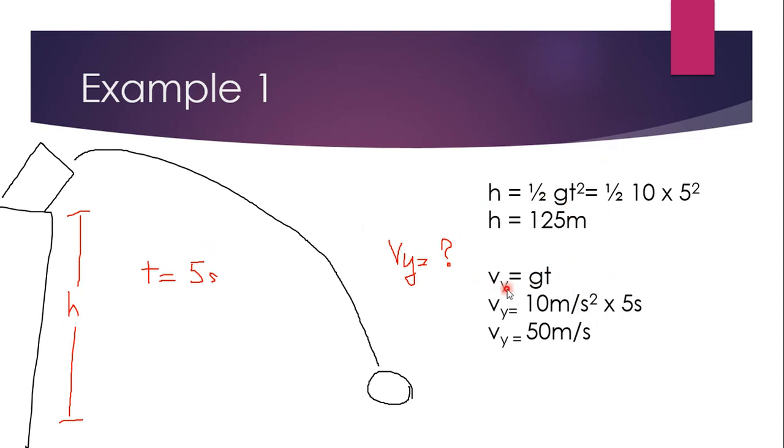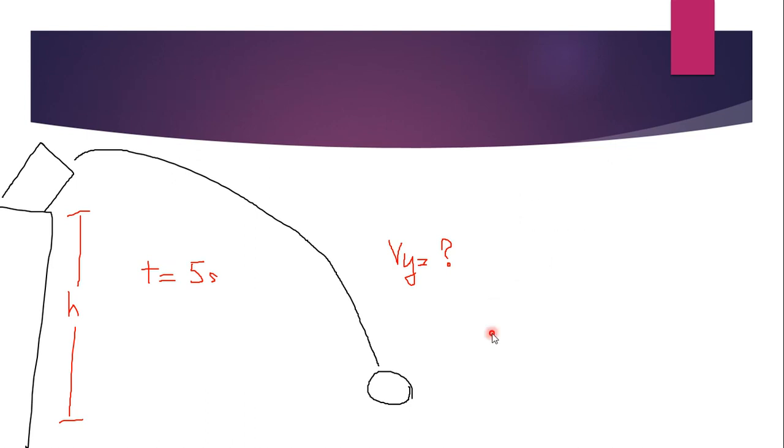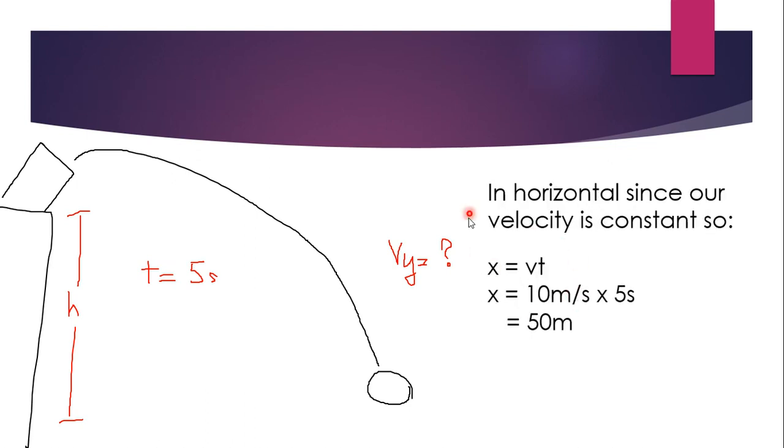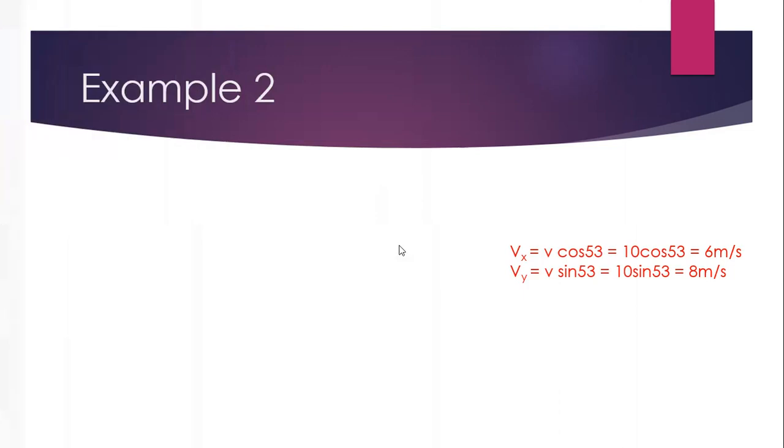So here's the Vy. Vy equals gt. So 10 meter per second squared times 5 seconds equals 50 meter per second. So we now have the vertical velocity. Alright, next. For the horizontal, since our velocity is constant, x equals velocity times time, 10 meter per second times 5 seconds, 50 meter. Yeah.